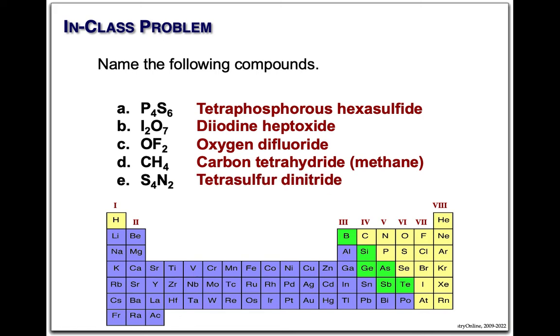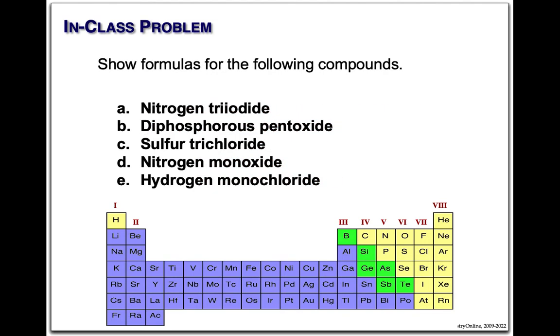CH4, if you called it carbon tetrahydride, nobody would know what you were talking about. This is methane. It's an organic compound. Organic chemistry has its own set of nomenclature rules. Let's go backwards. This is so simple now because the multiplier tells you exactly what you've got.